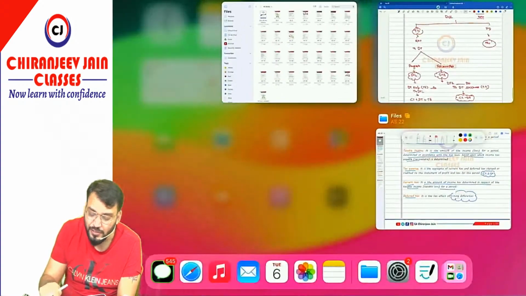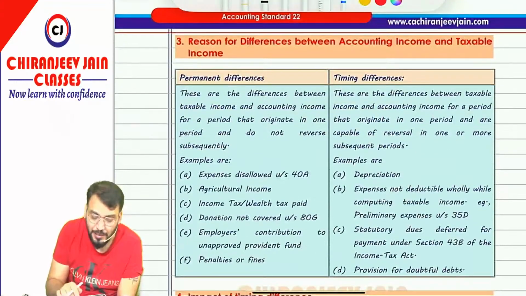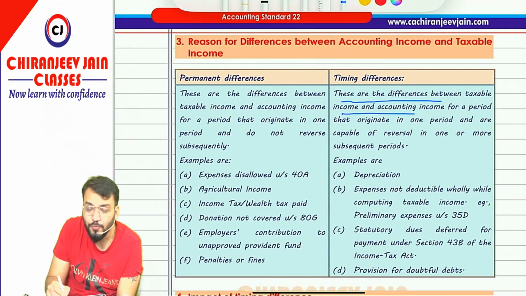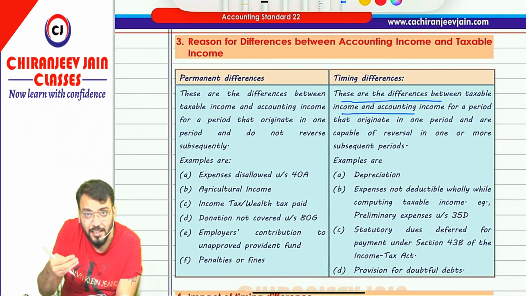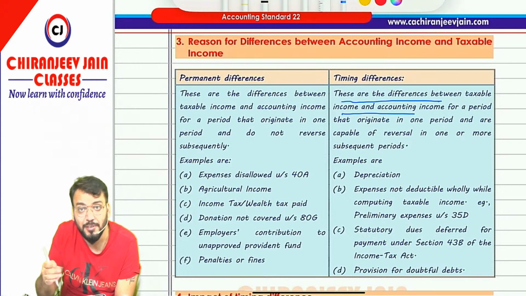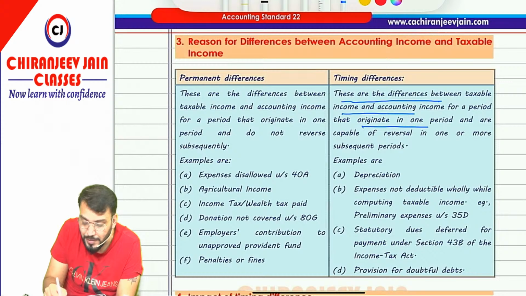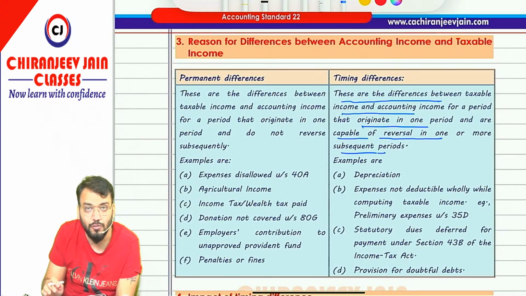Timing differences are those differences between taxable income and accounting income for a period that originate in one period and are capable of reversal in one or more subsequent periods. Means any difference which originates in one period and is capable of reversal in one or more subsequent periods is known as a timing difference.